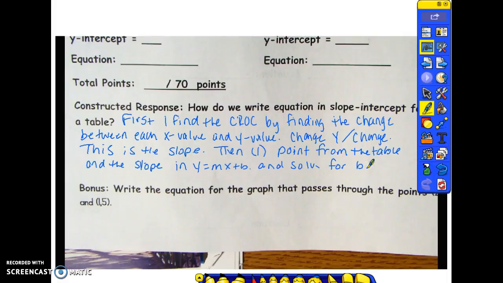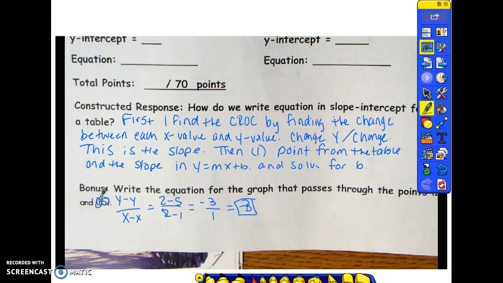And to write the equation from a graph that passes through points 2, 2, and 1, 5, y minus y over x minus x, that's 2 minus 5 over 2 minus 1. 2 minus 5 is negative 3. 2 minus 1 is 1. Negative 3 divided by 1 is negative 3. That is my slope. And then we're going to do this just like we just said in our constructive response.